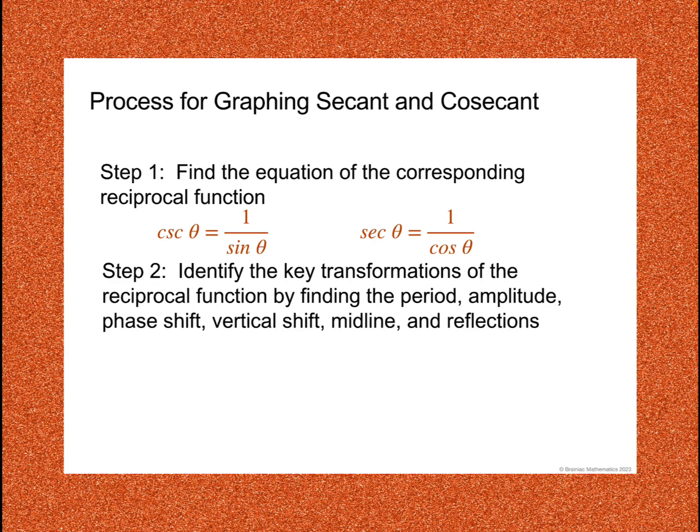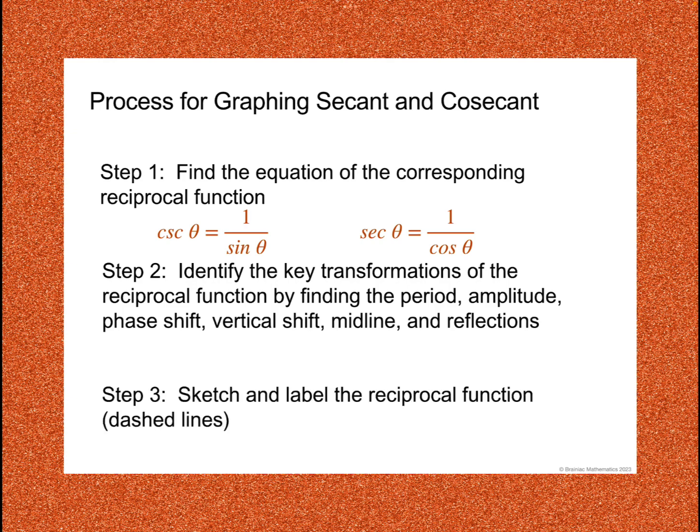Step 2, we're going to identify the key transformations of the reciprocal function. That's what we learned in the last video. We're going to figure out the period, the amplitude, the phase shift, the vertical shift, the midline, and the reflections of our sine or cosine graph. Then we're going to sketch that sine or cosine graph using our knowledge of transformations. We'll sketch this graph as a dashed line. This is going to be the foundation for our secant and cosecant graph, because we're going to use our sine or cosine graph to figure it out.